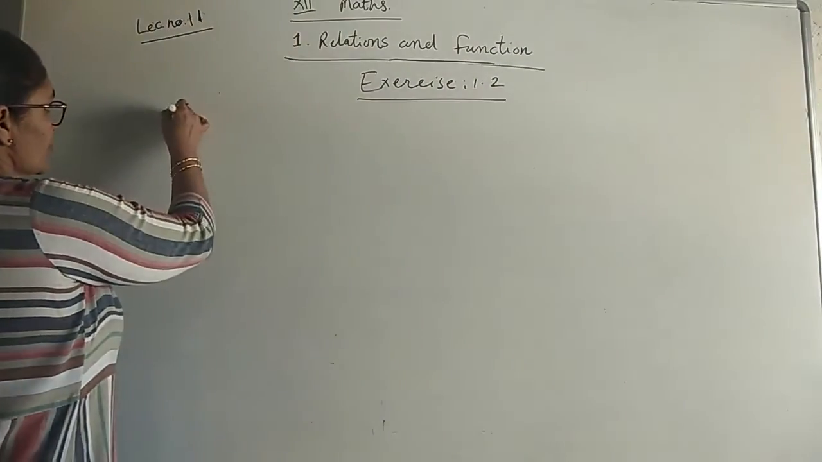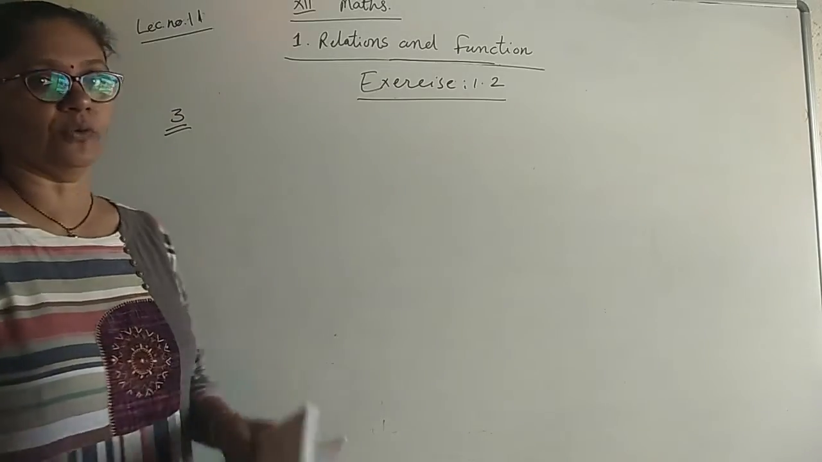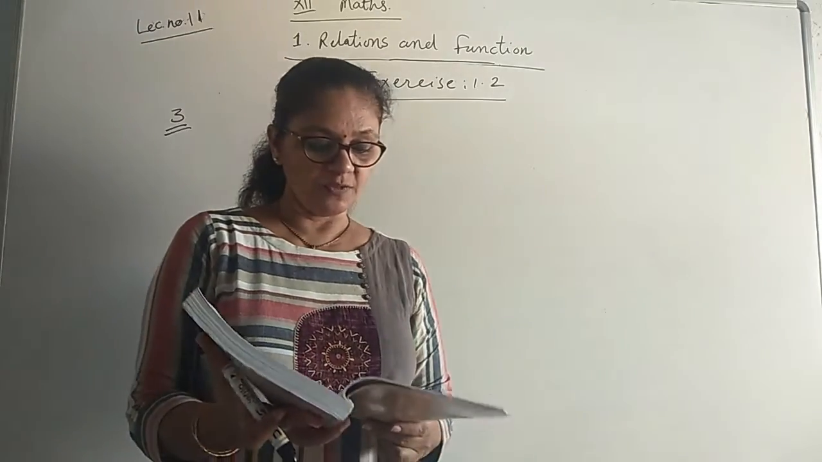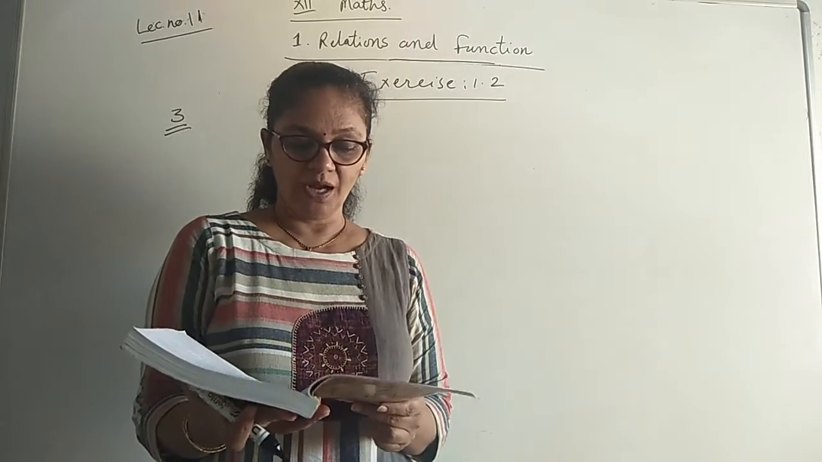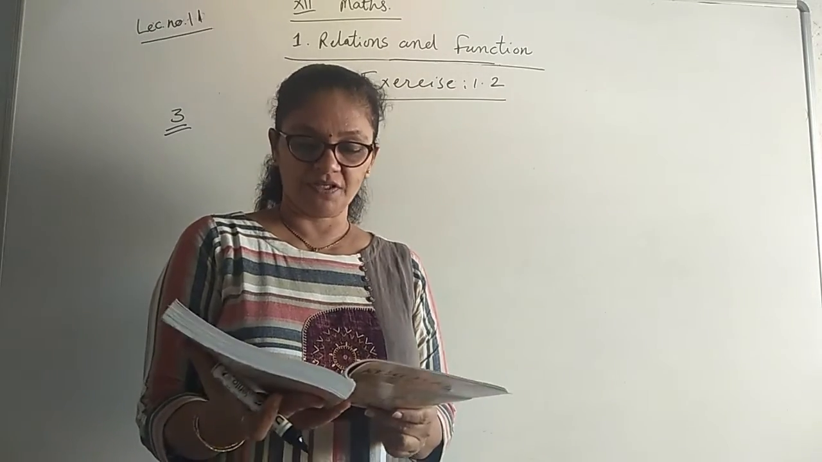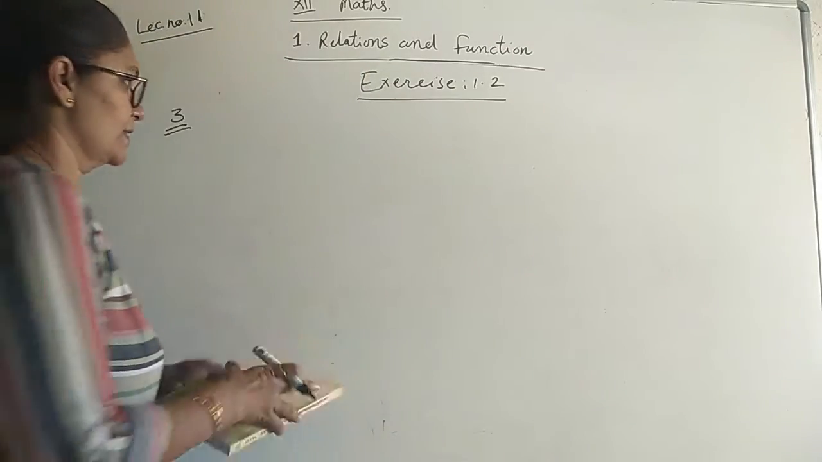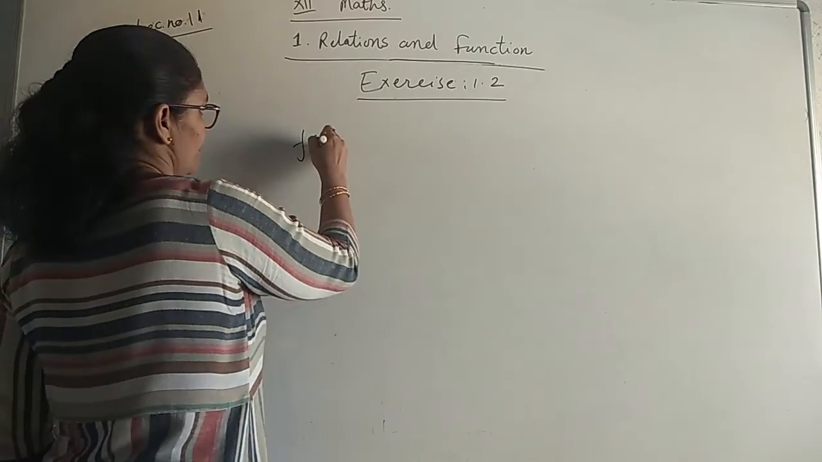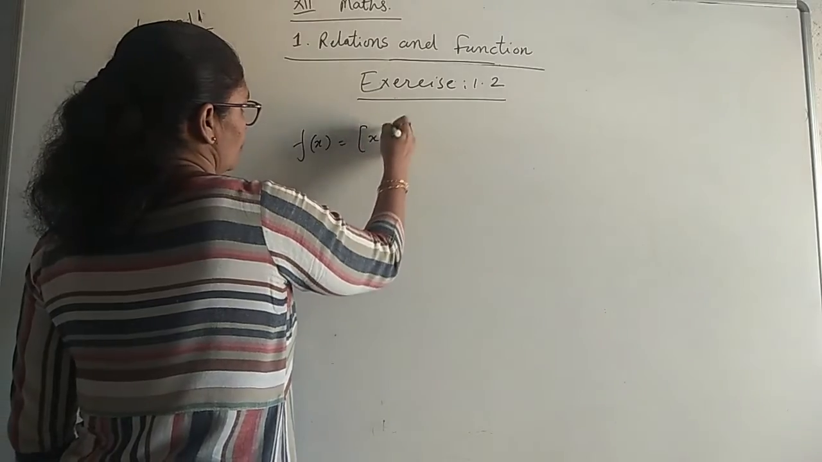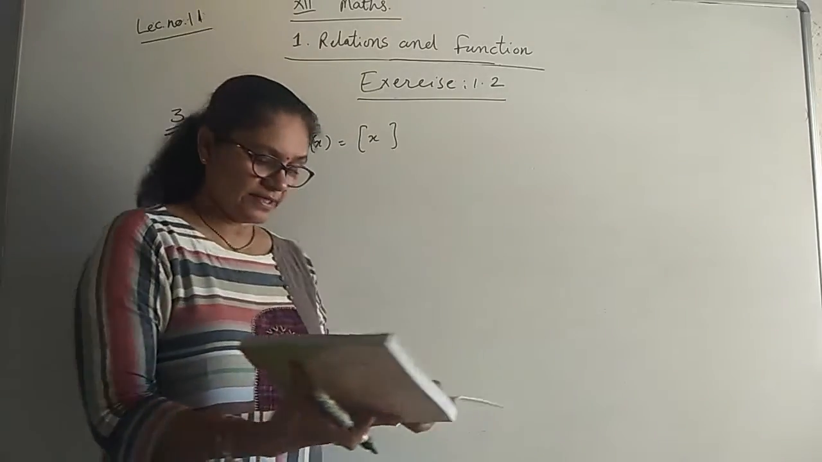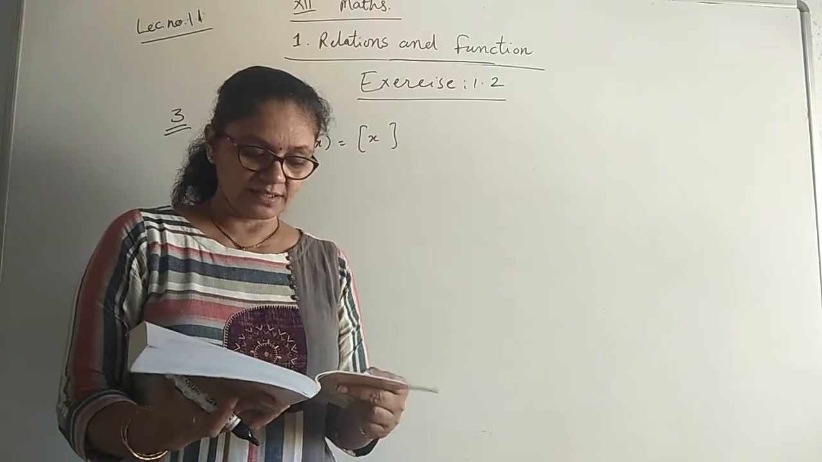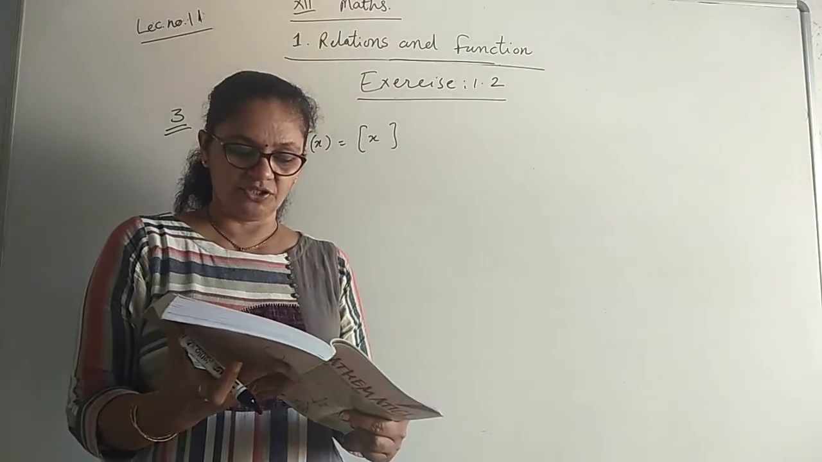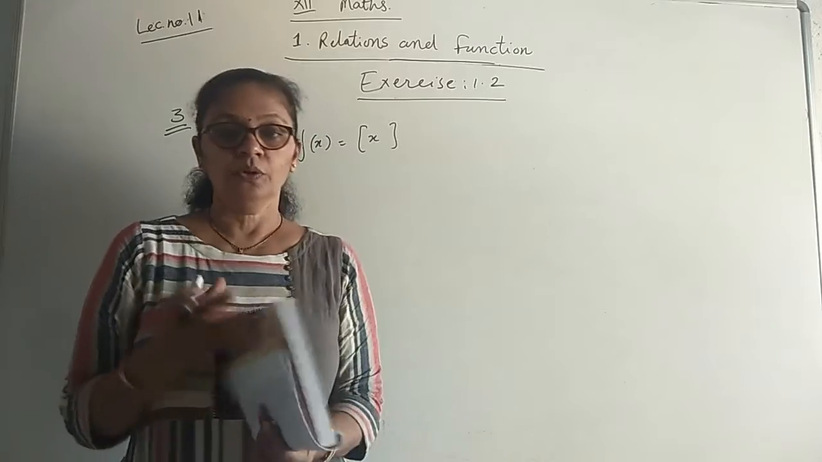What is your third question? Open your book and read it. The third question is: prove that the greatest integer function f from R to R, given by f(x) equal to [x], is neither one-one nor onto, where [x] denotes the greatest integer less than or equal to x.